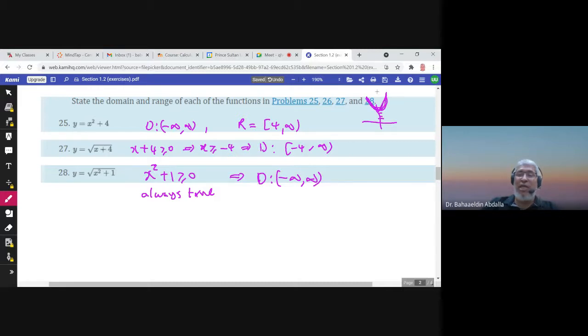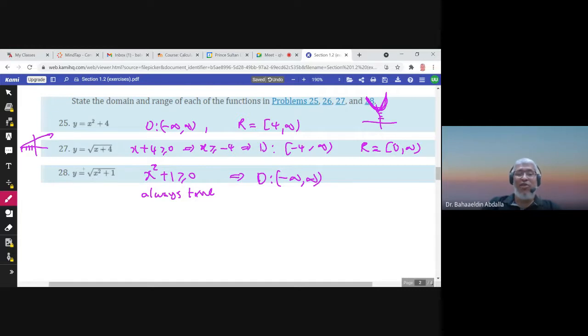So you can see that the range is from 4 to infinity. The range for this function is from 0 to infinity because the graph is like this: 1, 2, 3, 4 units to the left, and the graph is the square root. While here, this is x squared plus 1.